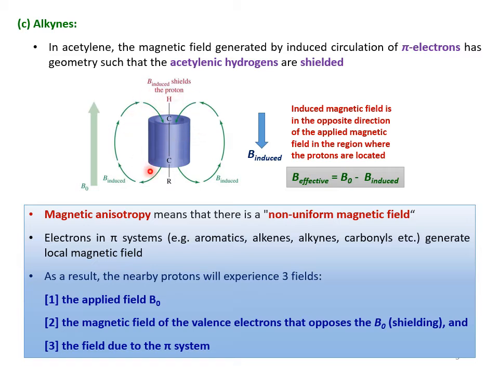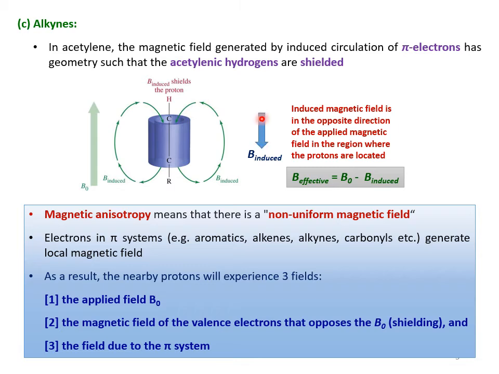So in this picture you can clearly see this is the direction of the induced magnetic field. No doubt in this region it is de-shielded, but in this region the protons are shielded, as a result of which the protons of acetylene show delta values lower than the protons bonded to the sp2 hybridized carbon atom, that is alkenes, aromatic protons and the aldehyde protons. So here you can see, this is B induced.